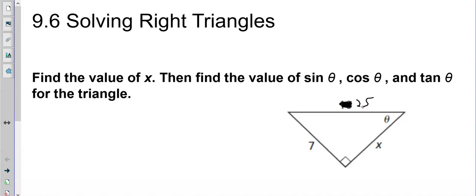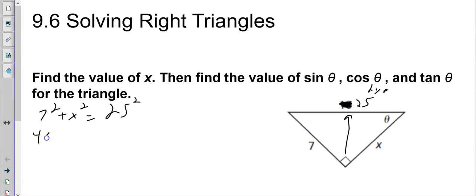So we have a right triangle. Always identify the hypotenuse first. It doesn't matter which is a and b. So basically I have 7 squared plus x squared equals 25 squared, because remember, my hypotenuse is always c.